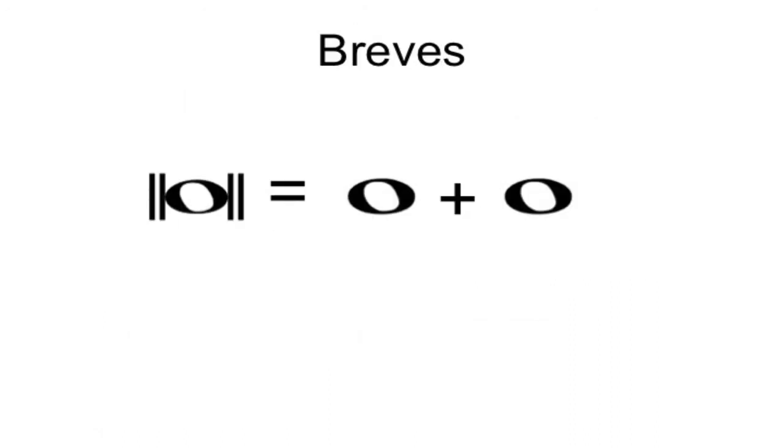Our last concept of duration is the breve. As you can see by the diagram on the screen, a breve looks like a whole note with two parallel lines on either side of it. It's actually equal to the equivalent of a double whole note. If you think of a whole note equaling 4 beats, that means a breve would equal 8 beats. You don't see this rhythm very often, but it does show up occasionally, especially in older Baroque and Renaissance music.